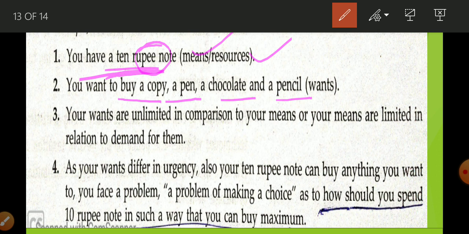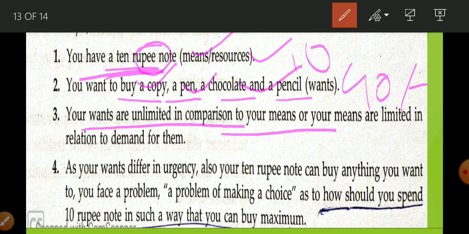In this way your wants are unlimited compared to your means. You have 10 rupees. If you want to purchase all these four things, you require 40 rupees, but you have only one note of 10 rupees. So in this way you can fulfill only one requirement. You can purchase a pencil or a chocolate or a copy or a pen. So you have to make a selection, you have to make a choice, and that is known as the economic problem.